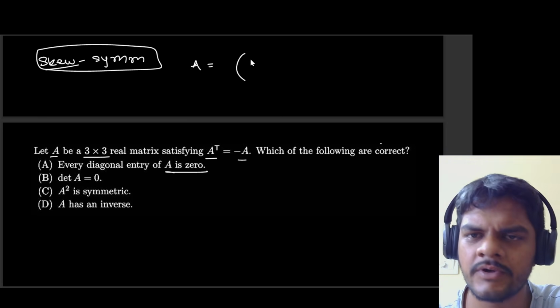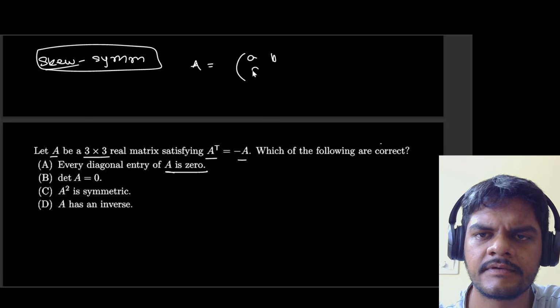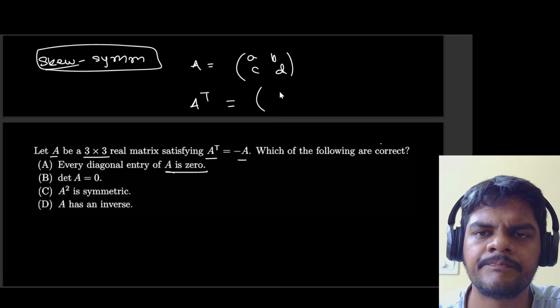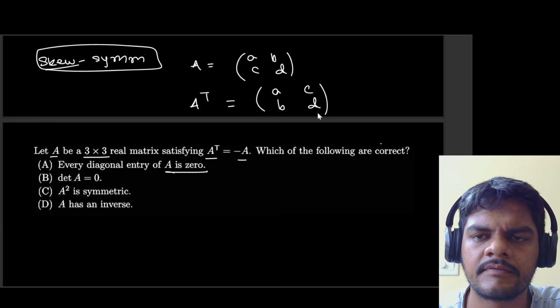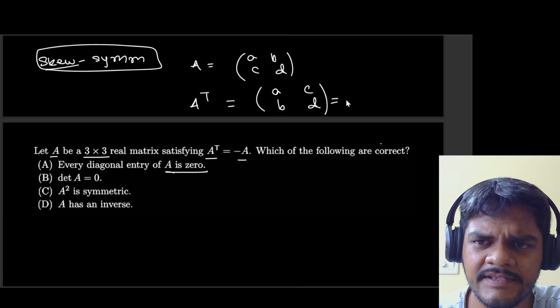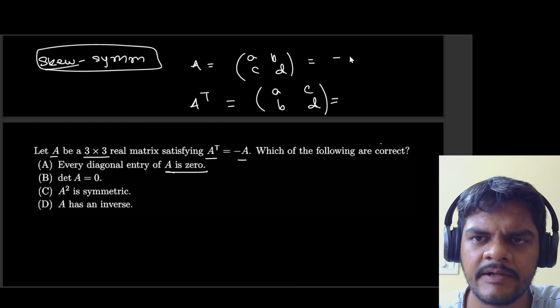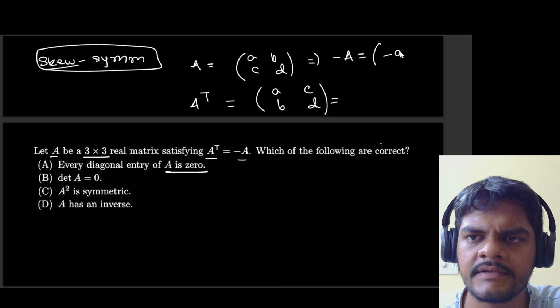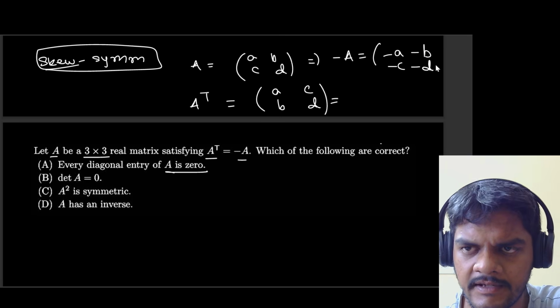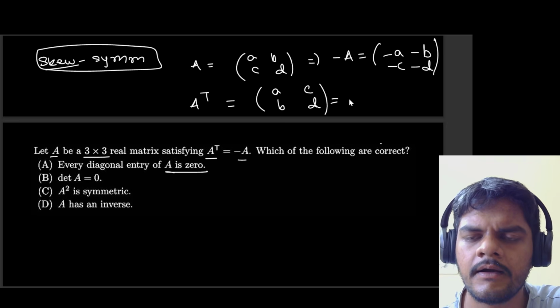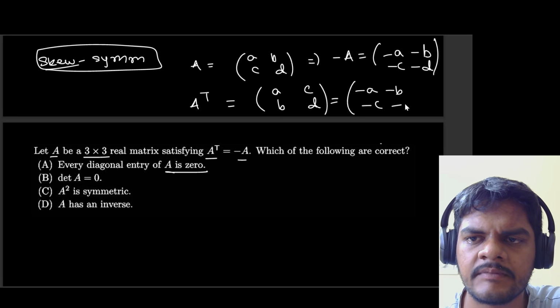I'm going to take a 2 cross 2 matrix A: a, b, c, d. Then A transpose will be equal to a, c, b, d. Right? And if this is equal to minus A, this will imply minus A is equal to minus a, minus b, minus c, minus d.